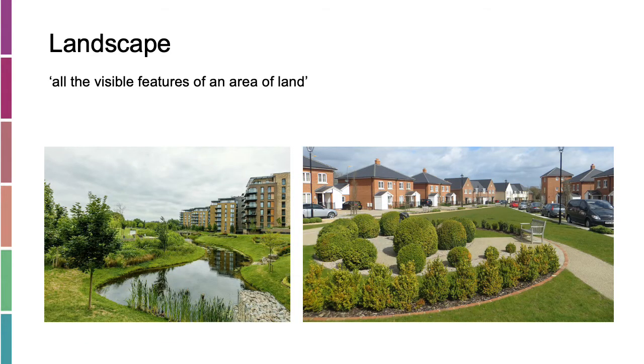Landscape. All the visible features of an area of land. The treatment of land, other than buildings, including landform and drainage, surfacing, boundary treatment, street furniture, play equipment, trees, shrubs and other planting, all contribute to the character and sense of place of a development. The landscape details might include the use of water, light and foliage to create and further enhance the sense of place as an integrated scheme.